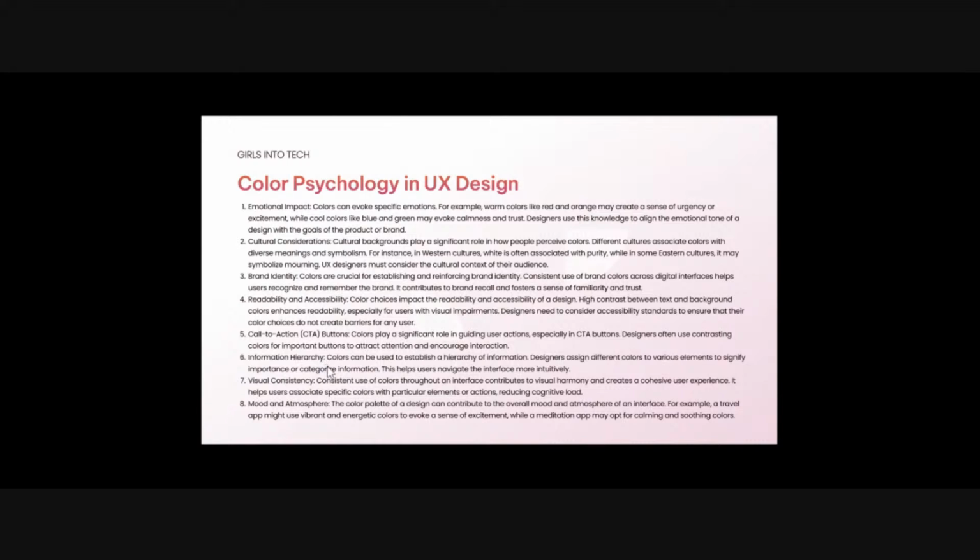bright colors, right, for your call to action, so that it draws users' attention. Information hierarchy. You can use colors to create hierarchy in your information. For example, the text you want to draw users' attention to could be darker, and then you have a gray color for information you don't want much attention on, right? Creating that hierarchy using colors.